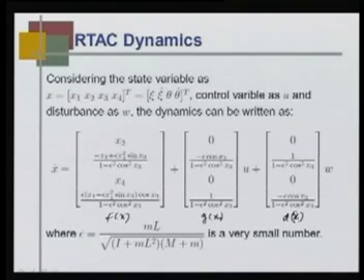Epsilon is defined as m l upon root over (I plus m l square) into (M plus m). You can easily derive this equation, so I will not discuss it further. All that I am trying to tell you is that the R-TAG system has nonlinear dynamics of the type x dot is f(x) plus g(x) into u plus d(x) into w, where w is the external disturbance and u is the actual control input.